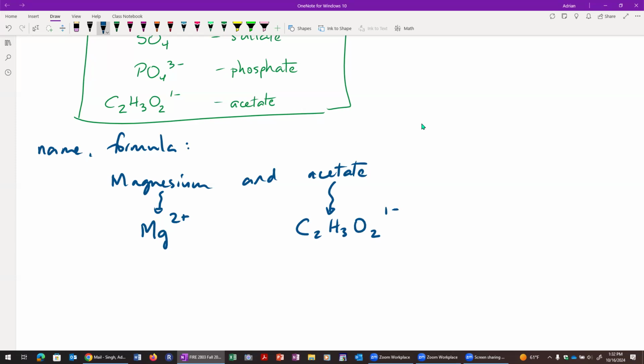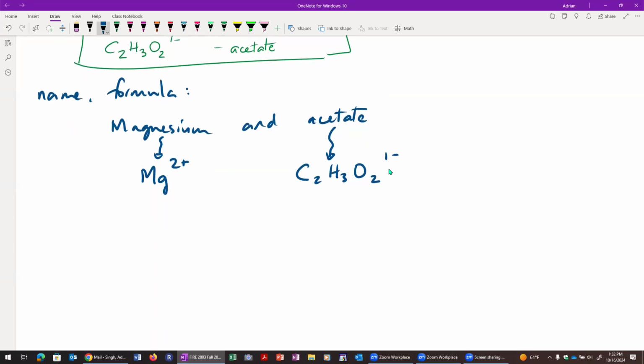The only difference now is these polyatomic ions, you have to memorize them, however you do that. How we combine them is going to be the same method. We can do our crisscross. So we write the cation first. So we have Mg, and then we have our polyatomic anion. So it's C2H3O2. And then we can do our crisscross method, right?